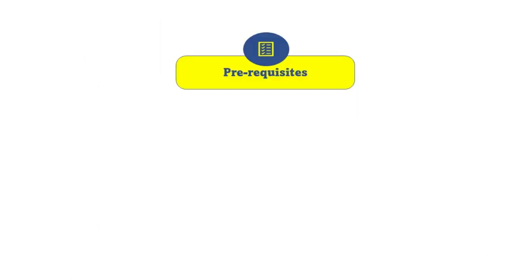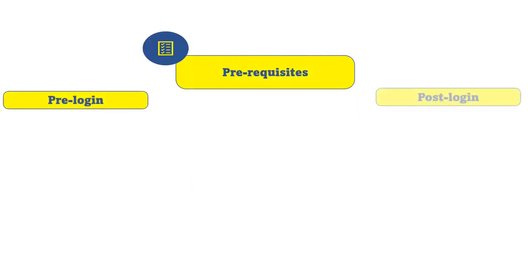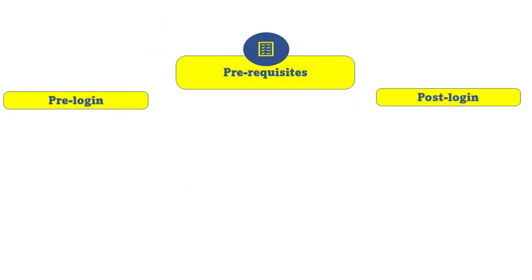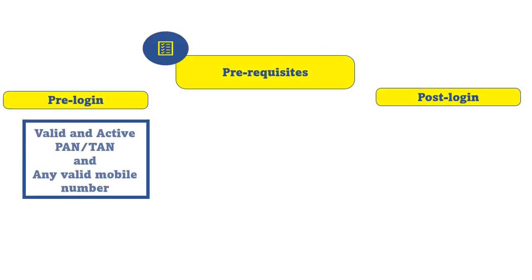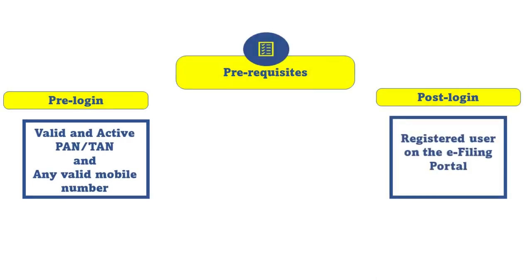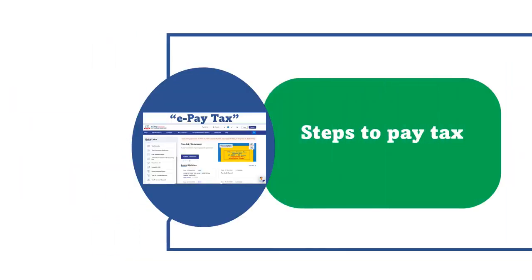ePay tax facility is available both in the pre-login as well as post-login mode. To access the tax payment facility in the pre-login mode, you should have a valid and active PAN or TAN number and any valid mobile number. To access the facility post-login, you should be a registered user on the e-filing portal. Let us now look at step by step how to make the tax payment in the post-login mode.